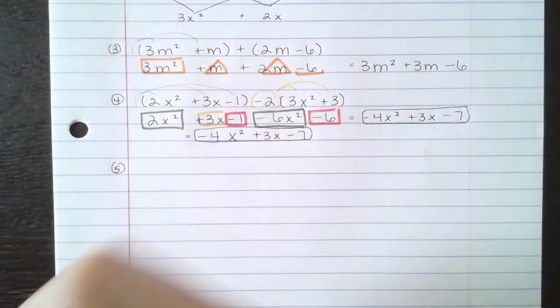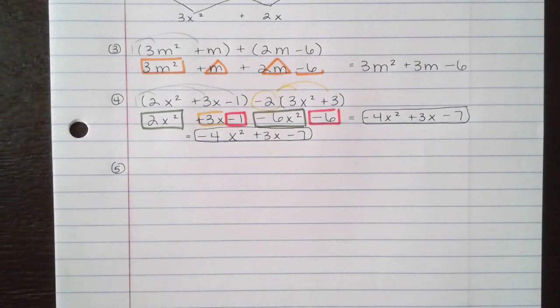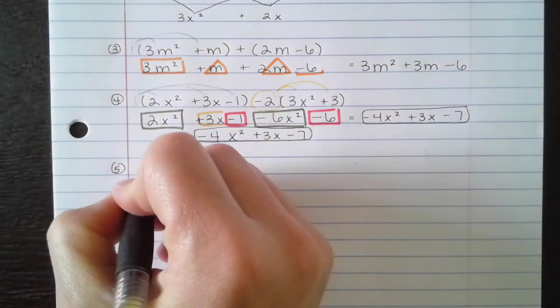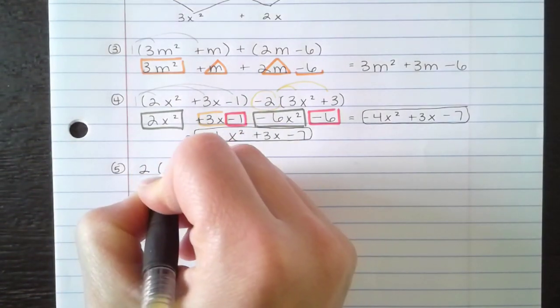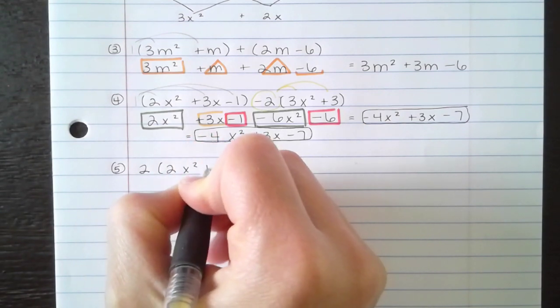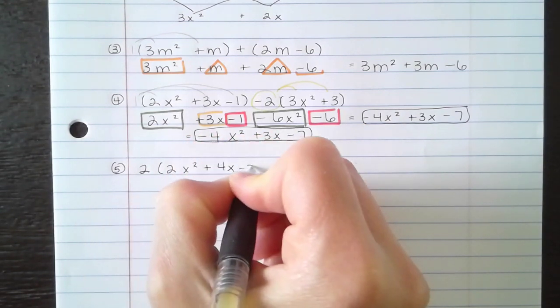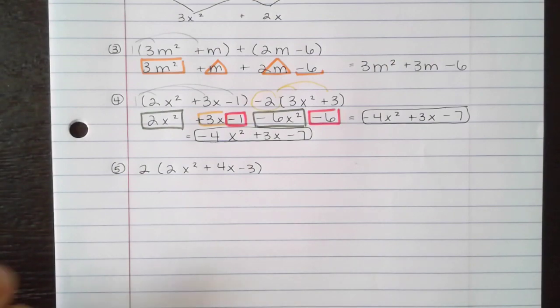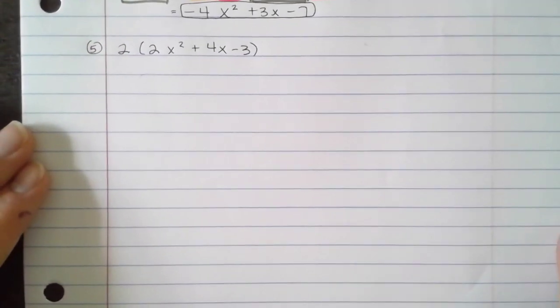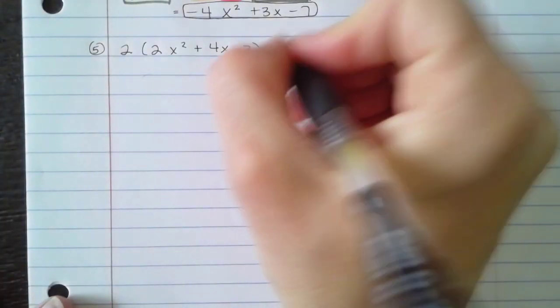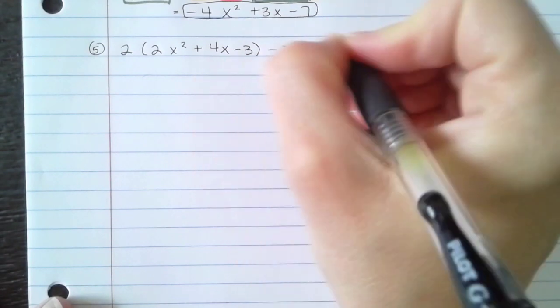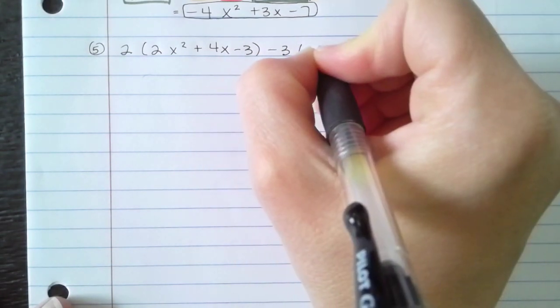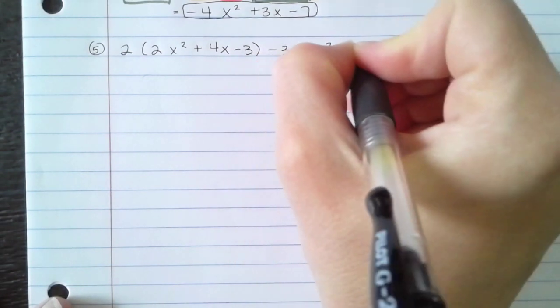So let's add one more example that looks like that. Okay, we're adding a little bit more. 2x squared plus 4x minus 3. If you need to take a pause and write this down or finish up the last problem, please do that. Minus 3 parentheses x squared plus 8.